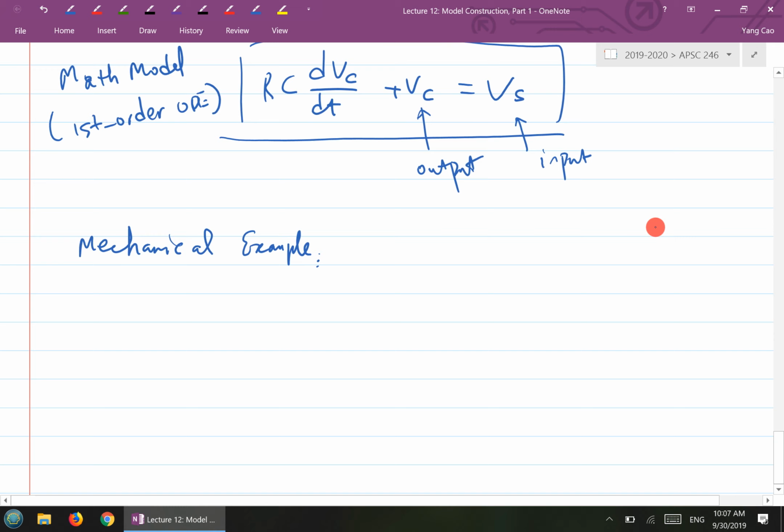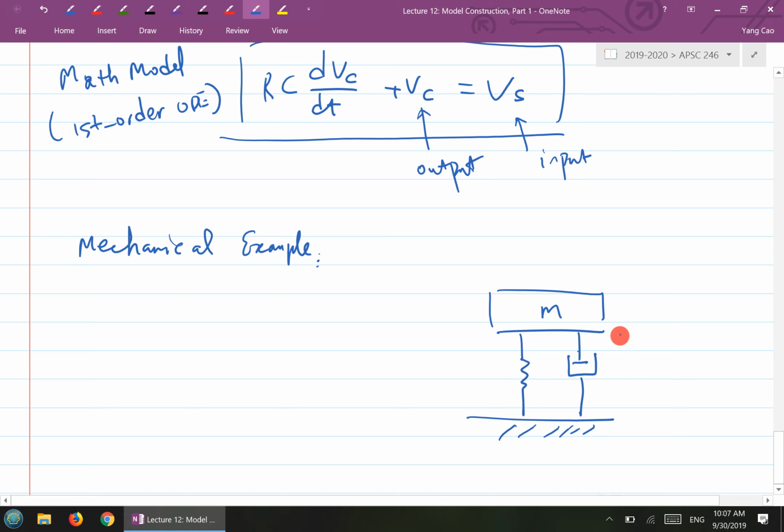A mechanical example, I'll use a mass spring damper. Basically, we're putting all these components together. All right, so let's say I have a mass attached to a spring and a damper, like this kind of structure. One end is fixed and the other end is free. This sign here says fixed, and this side says free. So the mass M is free to move vertically.